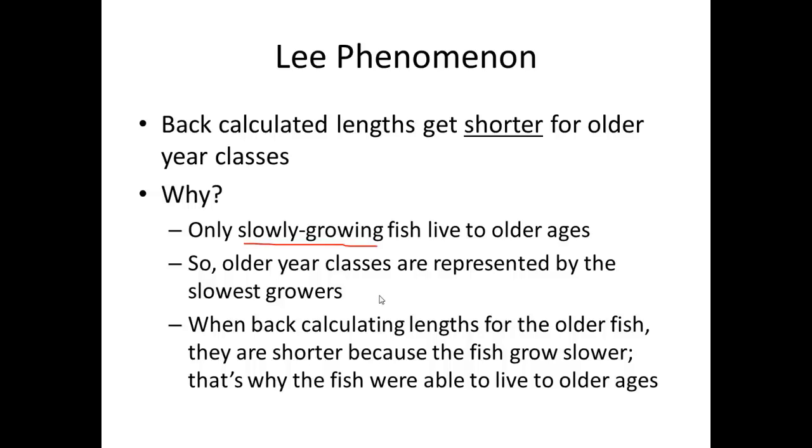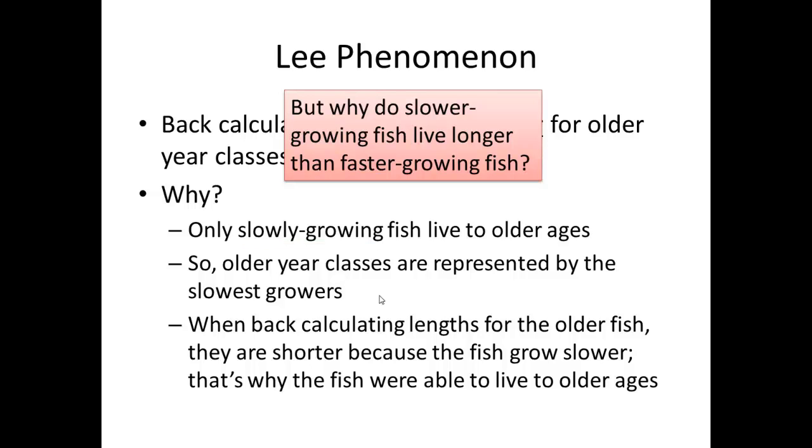Well, let's investigate this a little further, because why do the slower growing fish live longer than the faster growing fish? Or if those older year classes are made up disproportionately of slow growing fish, well, why is that? Well, let's take a look at a theoretical example here.